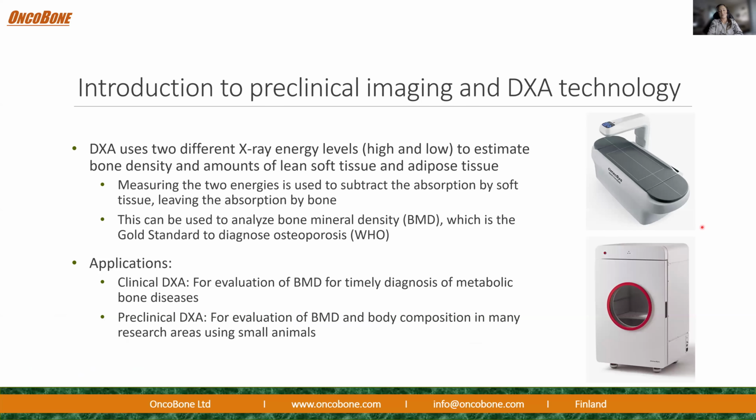So from imaging, we went ahead to a different type of imaging method, which is one of the topics of today's webinar. And this imaging method is dual energy X-ray absorptiometry, so DEXA for short. If you're not familiar with DEXA, it is a technique that uses two different energy level X-rays, basically high and low, and then it's able to estimate the bone density and the amount of lean soft and adipose tissue in the body.